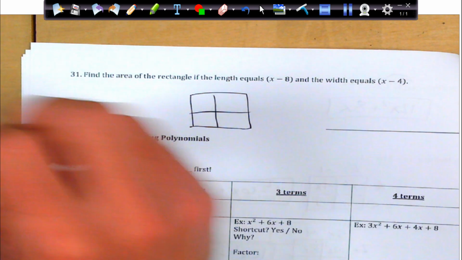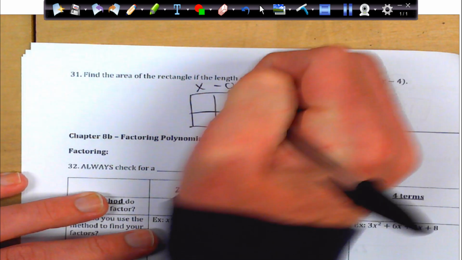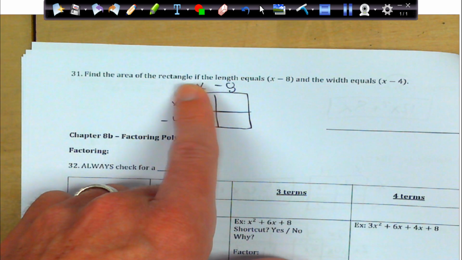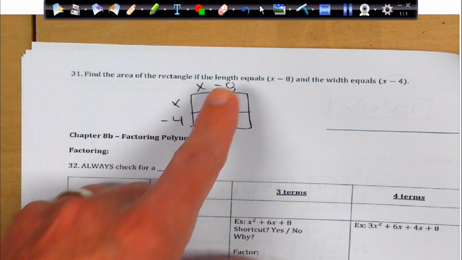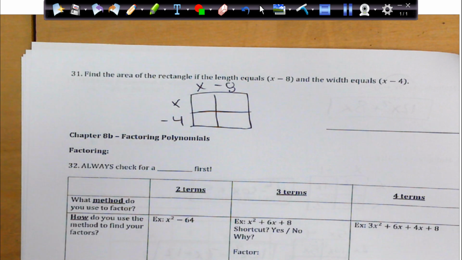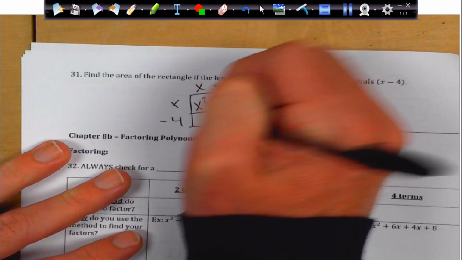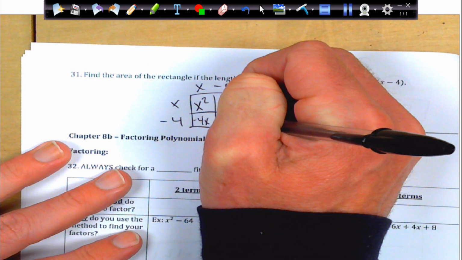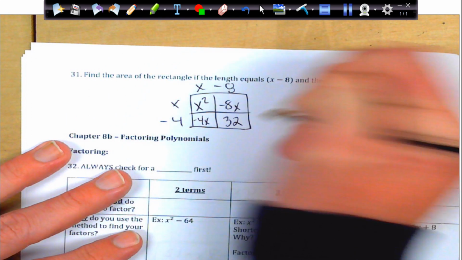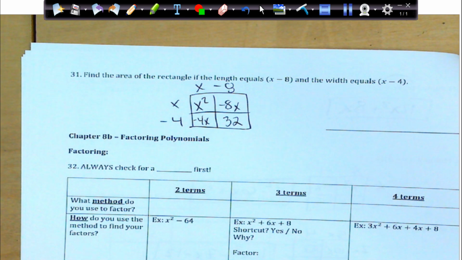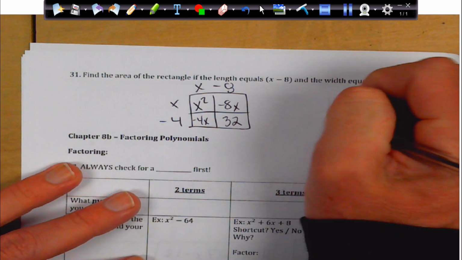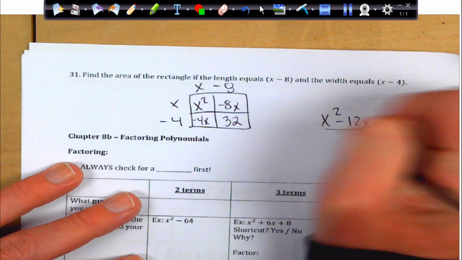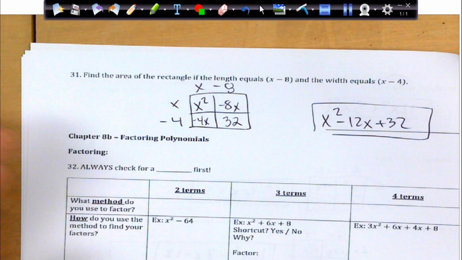Again, usually when we write it, it looks like a square, but it's actually usually not a square because this length up here is going to be shorter than this length because you're subtracting 8 versus only 4, but you're multiplying. So basically do the same thing we've been doing. Negative 8, negative 4, positive 32. And then we're going to combine like terms. X squared minus 12x plus 32. There's my area.